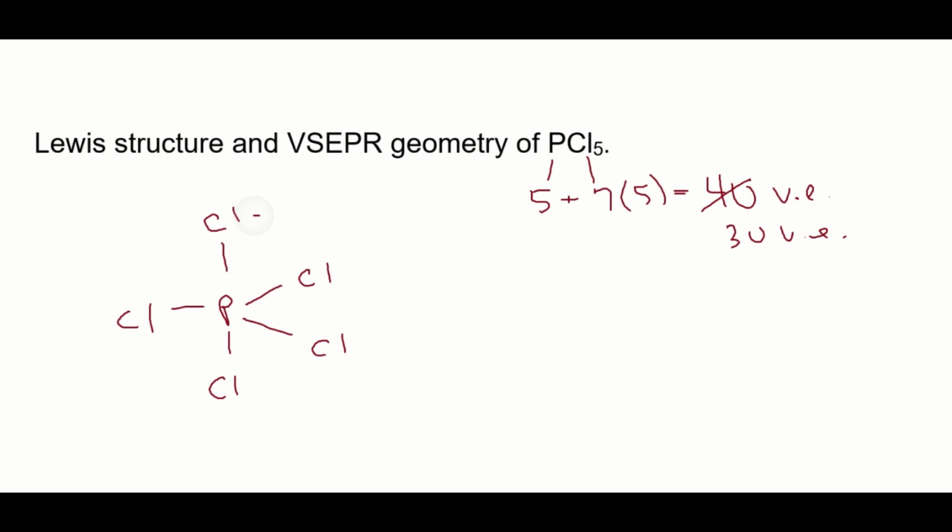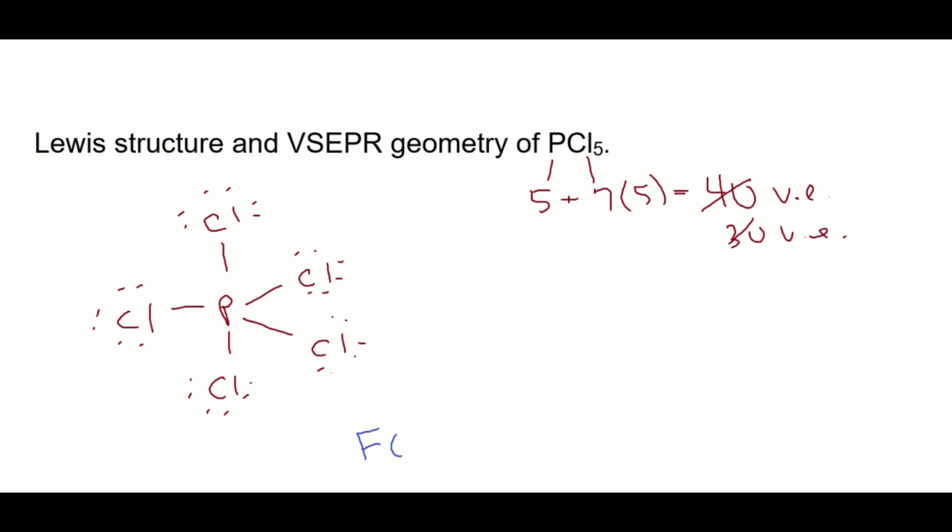Next, let's give the terminal chlorines an octet. Each of them already has 2 in the bonding pair with phosphorus, so they each want 6 more to achieve the octet. That's going to use up the remaining 30 valence electrons. If you check out the formal charge, the formal charges are all 0.